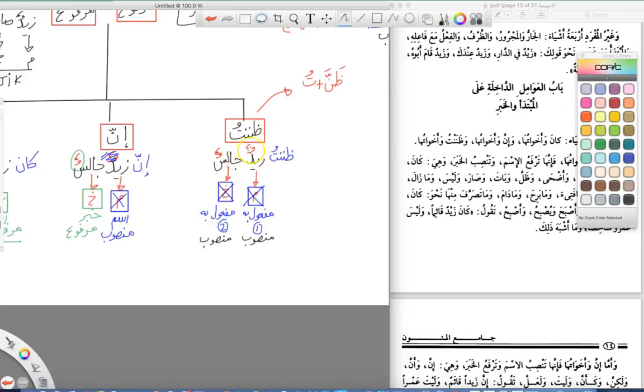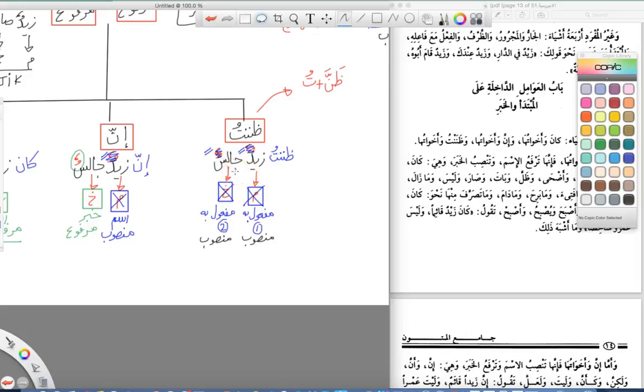Their vowels are going to be changed to ظننت Zaydan jalisan. Two maf'uls. So ظننت Zaydan jalisan. That's what ظننت does to a mubtada and to a khabar. It totally transforms it now.